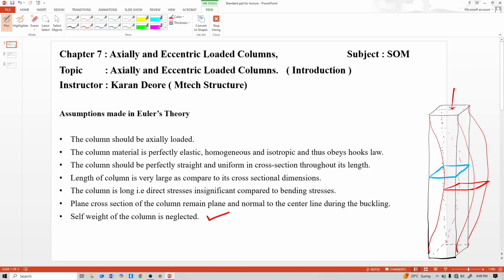Fourth, the length of the column is large. Fourth is also a geometrical assumption. The column is long and direct stresses are insignificant compared to bending stresses. And the plane cross section of the column remains plane and normal to the center line of the section. And this is important: the self weight of the column is neglected.